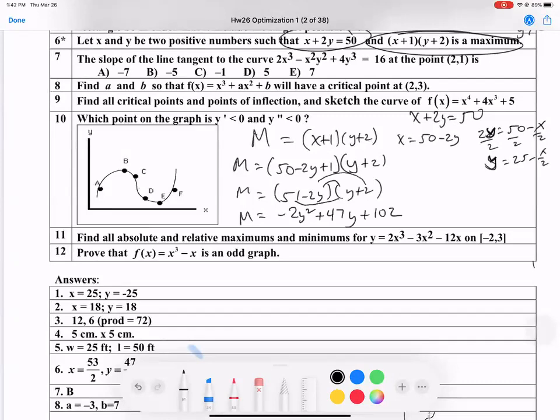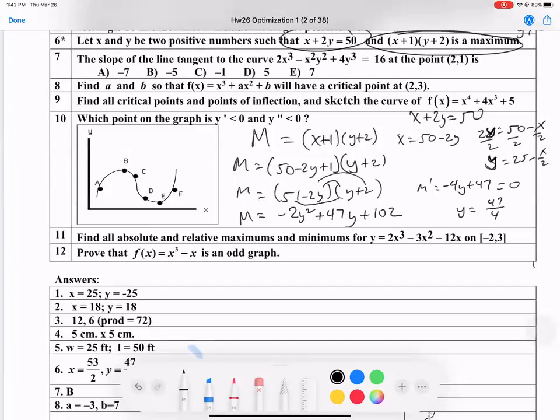We take the derivative of this because we're looking for m prime. That's m prime is equal to negative 4y plus 47. Make that equal to 0. y is equal to 47 over 4. And the negatives make it into a positive.